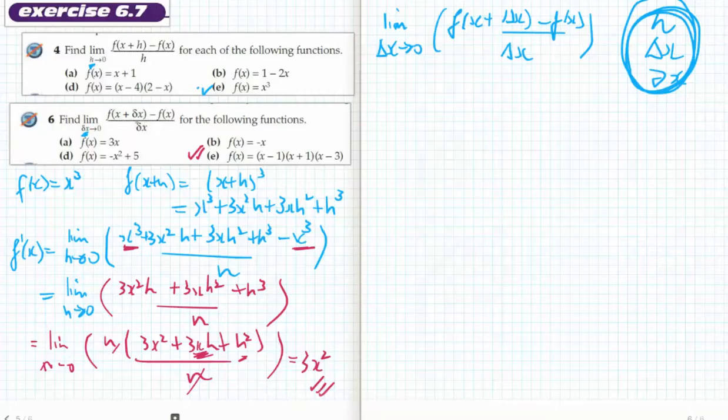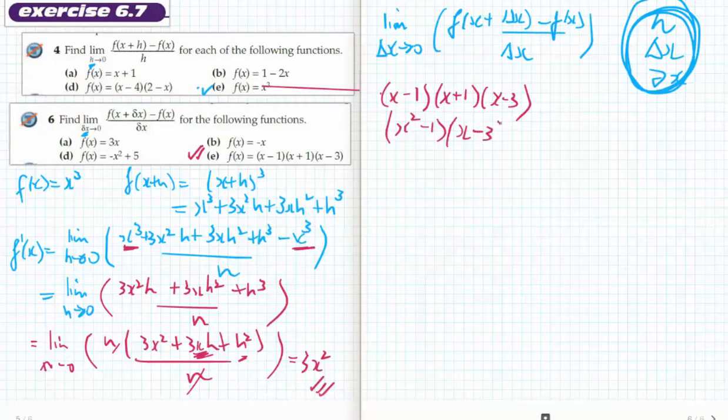In question 6, if I look at 6e, I'm going to use lambda x, the change of x, instead of h, but the process is still the same. So I'd like to do a little bit of work first. I know that x minus 1 times x plus 1 times x minus 3 equals x squared minus 1 times x minus 3, which equals x cubed minus 3x squared minus x plus 3. That's what f of x equals.